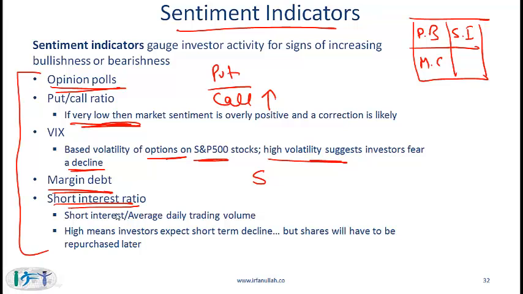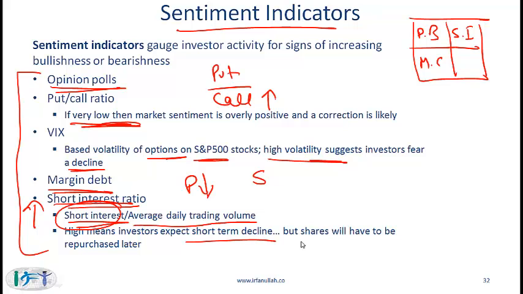Short interest ratio is the number of shares that investors have sold short divided by the average daily volume. Investors sell short when they expect the price to go down. So if the short interest is high relative to the average daily volume, this means that investors are expecting prices to go down. When this ratio is high, that means investors expect a short-term decline.